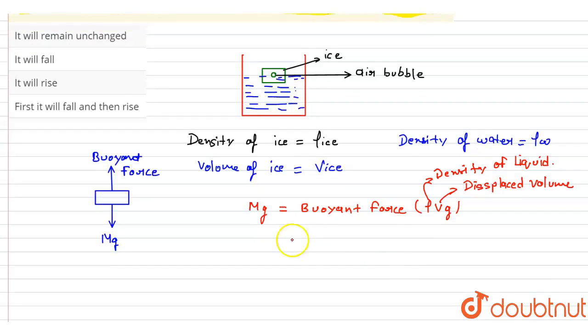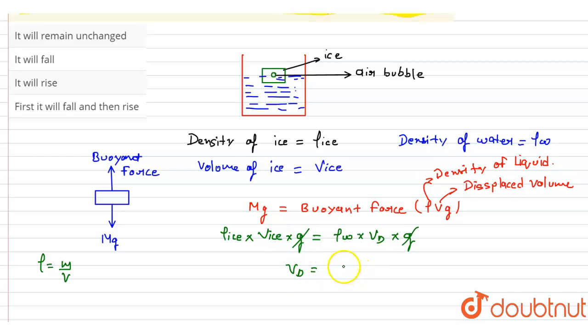Now mg can be written as rho into volume, because density is equal to mass by volume. So it can be written as rho of ice into volume of ice, which we assumed, into g, is equal to the buoyant force, rho of water into volume displaced Vd into g. Here you can easily see that g and g will cancel out. Then finally we get the volume displaced is equal to rho of ice into volume of ice upon rho of water.